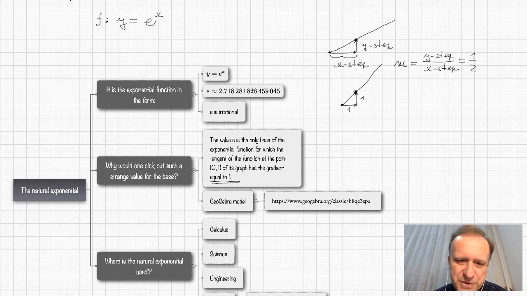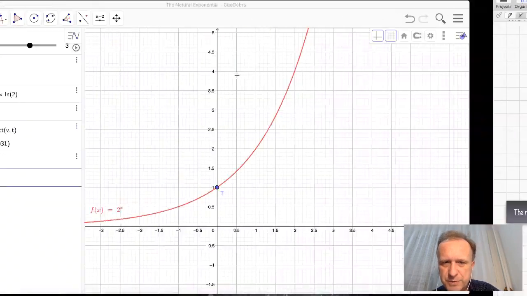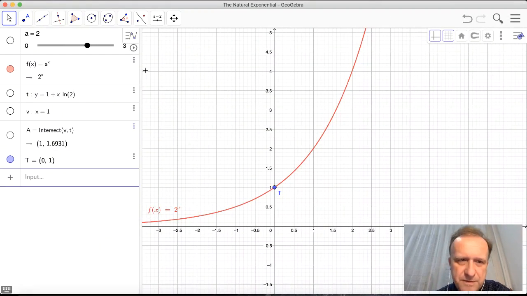So what we want for this exponential function is that it has the gradient of 1 at the point (0, 1) through which it passes. Let me look at this in GeoGebra. Here we have the model of the exponential functions, and the slider here allows me to change the value of the base.